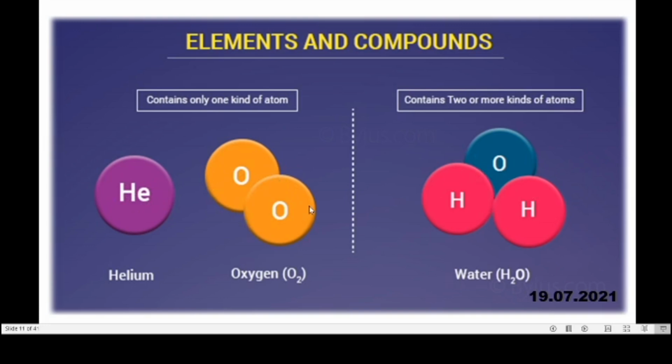This is a water molecule. What is the difference between them? This is a molecule of an element, and this is a molecule of a compound. In a molecule of an element, only one kind of atom, the same kind of atom, is present. But in a molecule of a compound, two or more kinds of atoms are present. So this is the difference between an element and a compound. Only one kind of atom is present in elements, but different kinds of atoms are present in a compound. In water, two kinds of atoms, hydrogen and oxygen, are present.